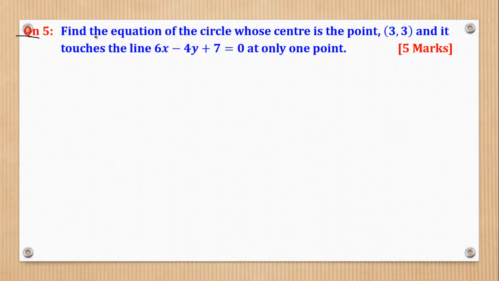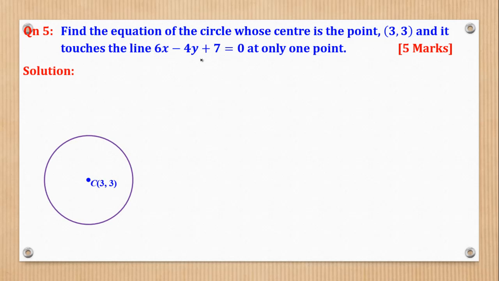Then question 5, find the equation of the circle, that is under geometry. Equation of the circle whose center is the point this, and it touches the line this at only one point. So this line has a positive gradient. So I'll make a sketch of a circle with the center (3, 3), and the straight line with a positive gradient. And it touches at only one point, meaning it's a tangent.